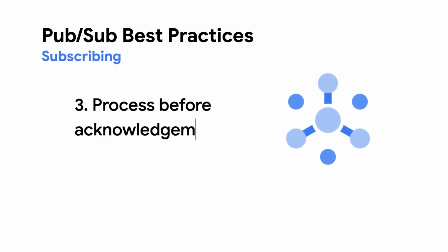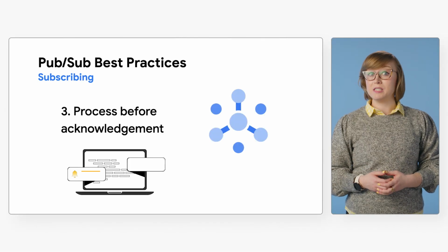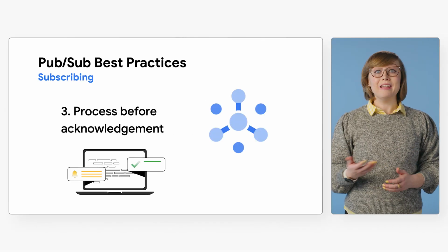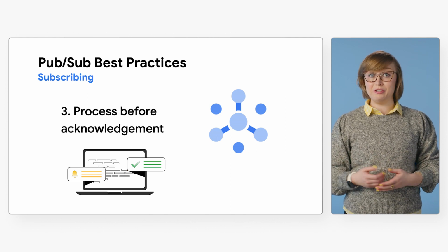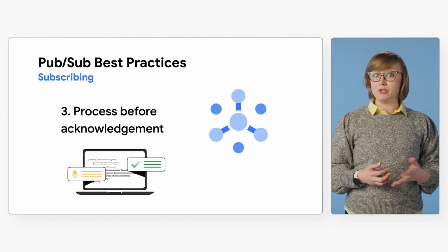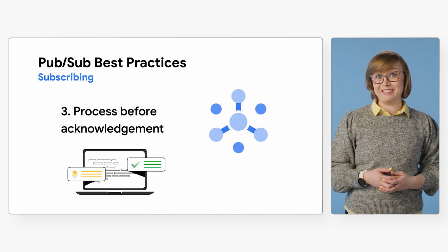Number 3, process before acknowledgement. Messages should be processed before they are acknowledged. Cloud PubSub will not redeliver a message if it's been acknowledged. Make sure you process your message first before acknowledging it.